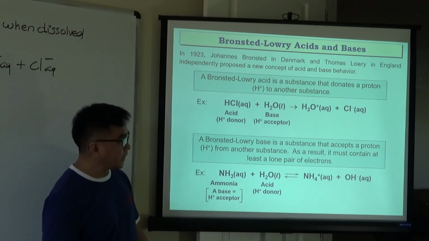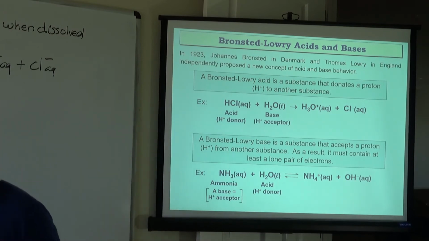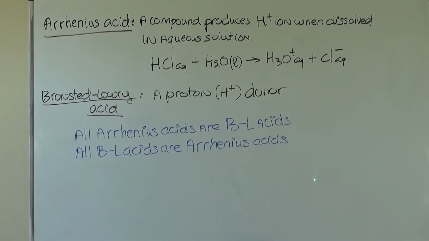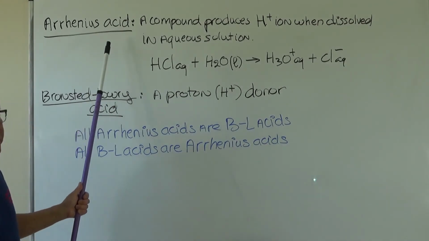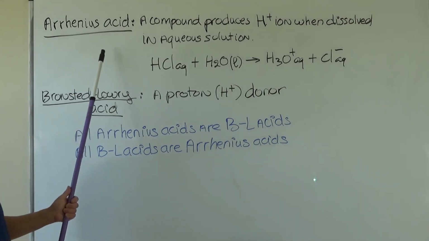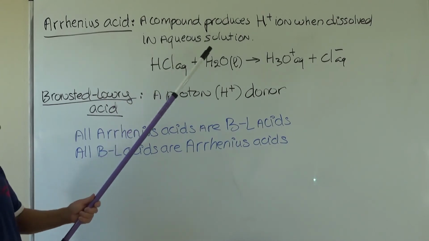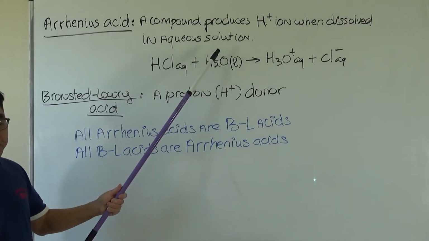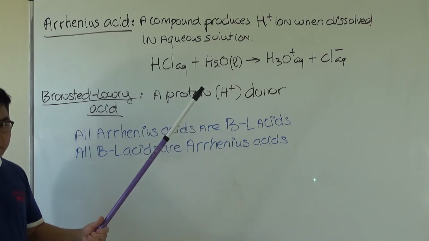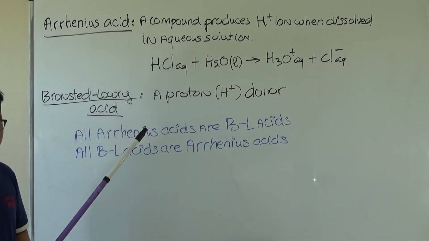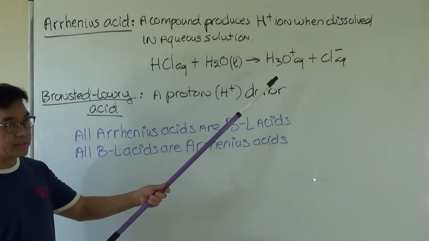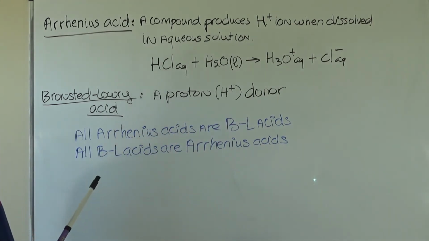Okay, let's look at some examples. Let me write it on the board here. First, the Arrhenius definition of an acid. Let's just call that an Arrhenius acid. It's a compound that produces hydrogen ions when dissolved in aqueous solution. Aqueous solution is water, in which water is the solvent. So it produces hydrogen ions. That's the definition of an Arrhenius acid.